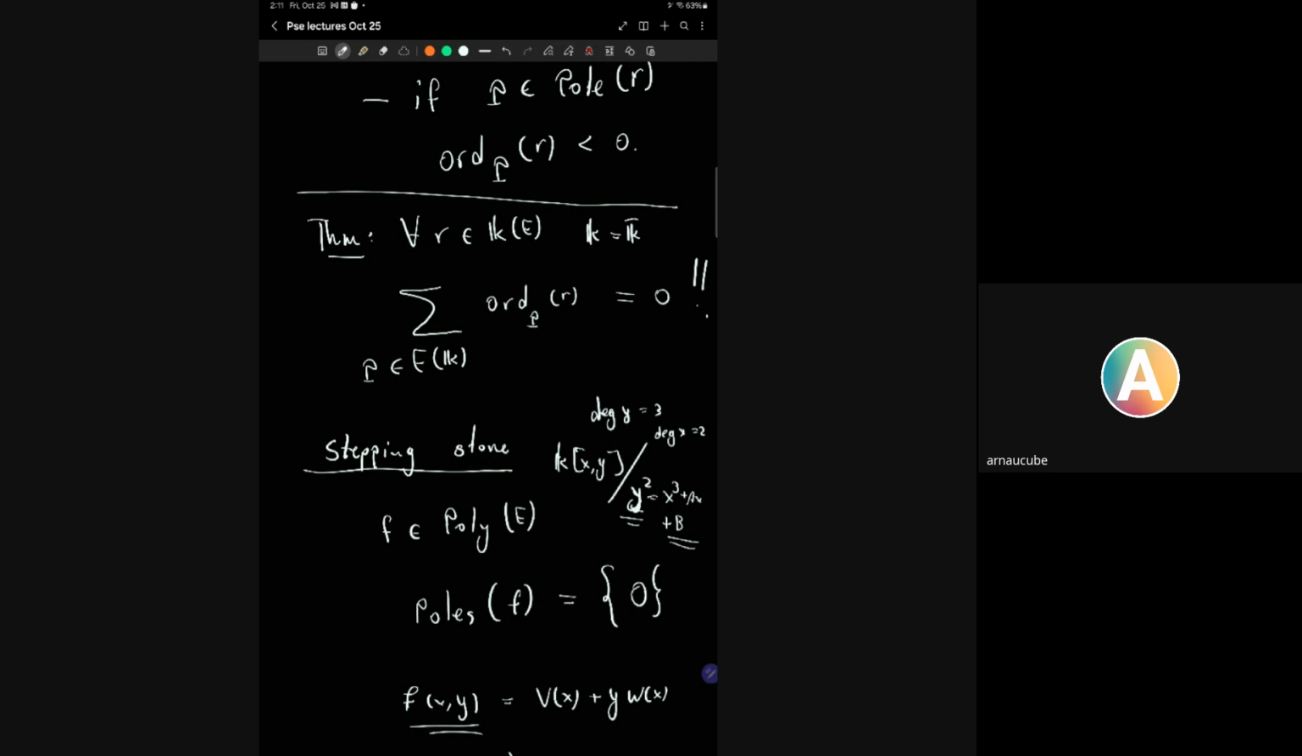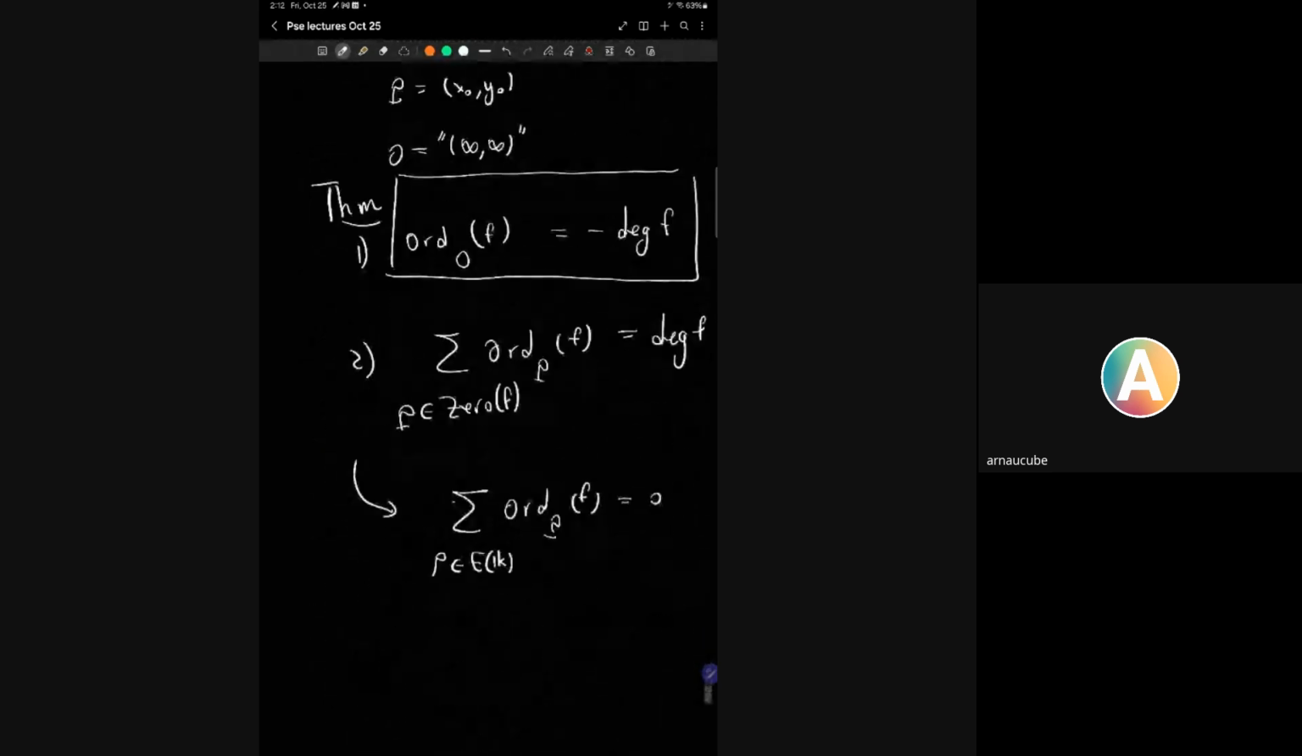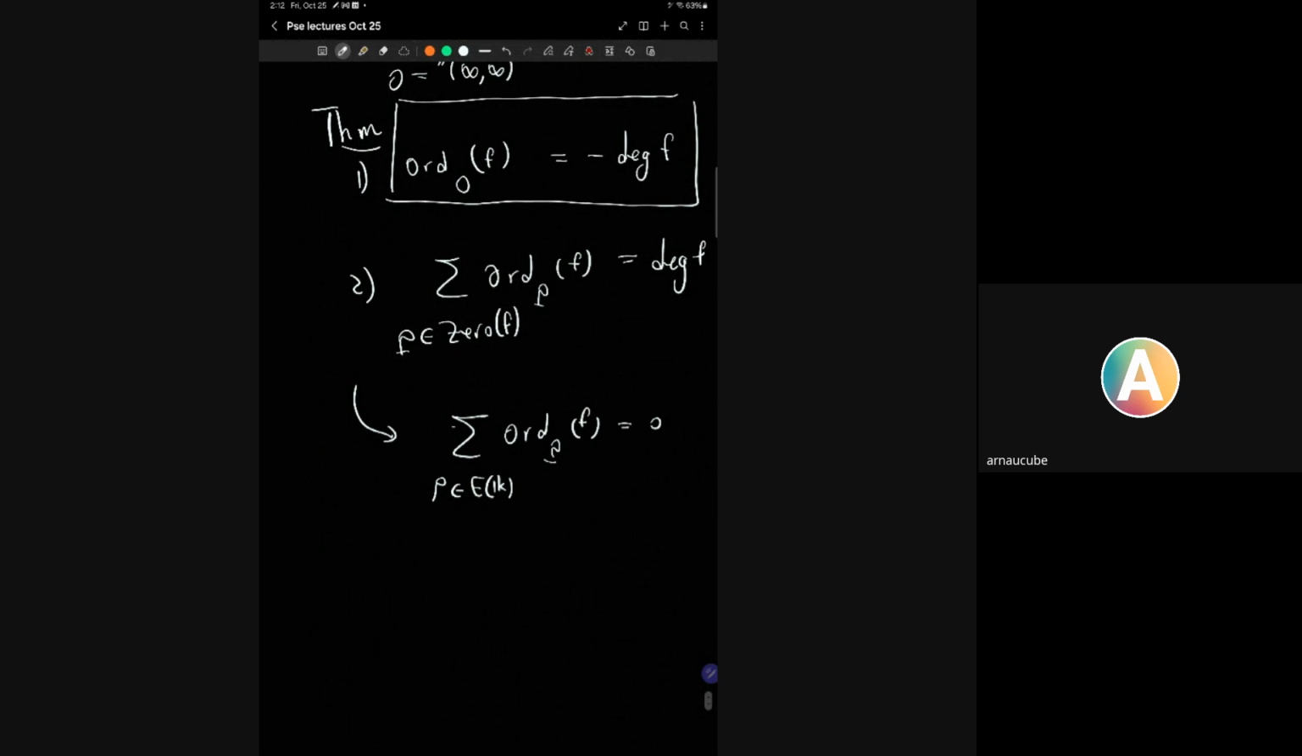So this symmetry really assumes that K is algebraically closed, and otherwise you can have many examples that do not satisfy it. And this brings us to divisors.